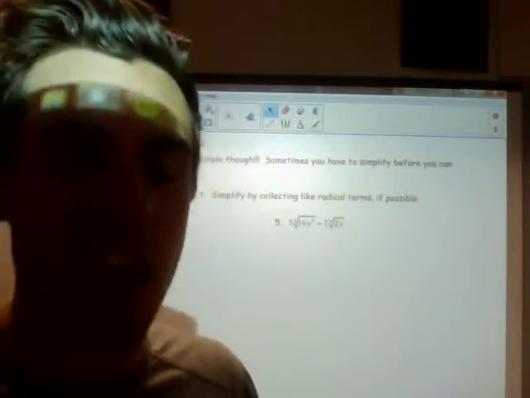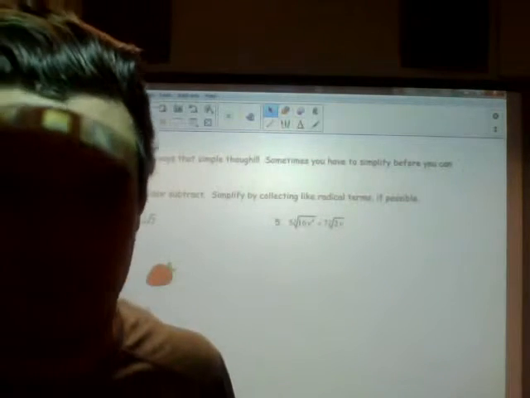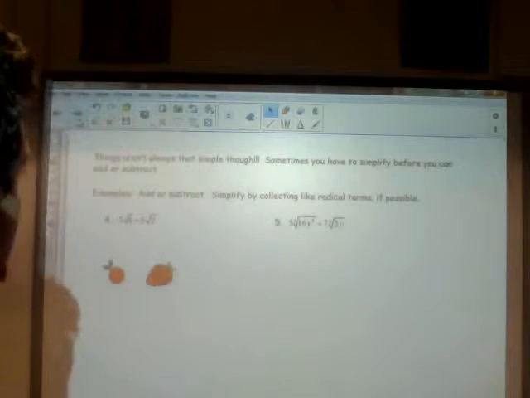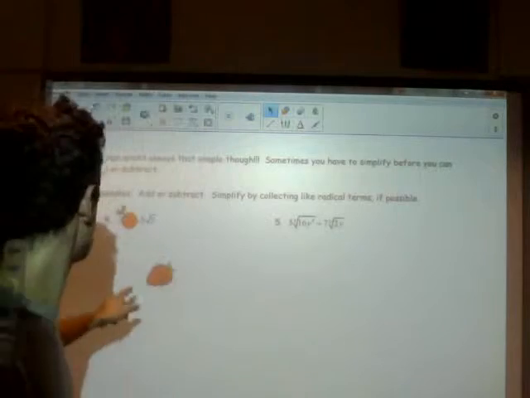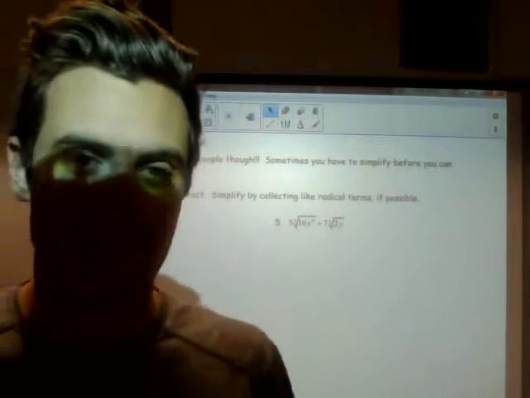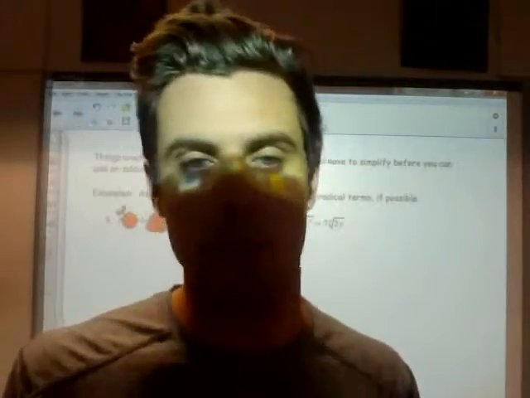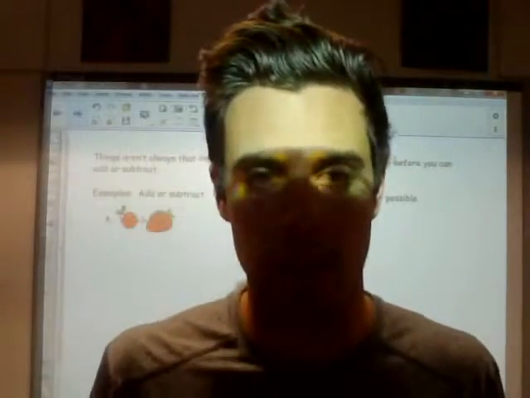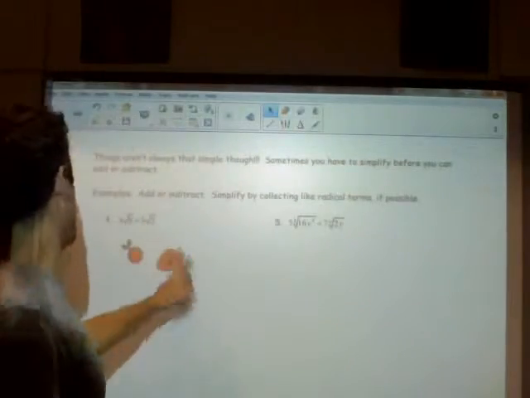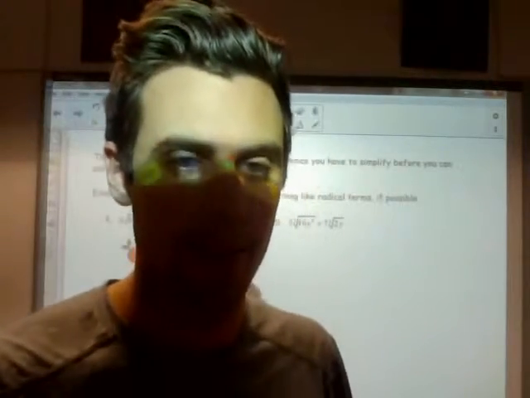A root 8 is not the same as a root 2, the same way that an apple is not the same as a strawberry. Okay? This basically says 3 apples minus 5 strawberries. And those don't mix. They're not what we call like terms. So you can't add or subtract them. You can't add apples to strawberries like you can't add x's to y's. Same way, you can't add root 8's to root 2's. So we got to simplify it first. Let's simplify the root 8.